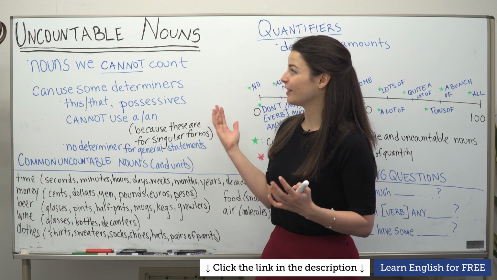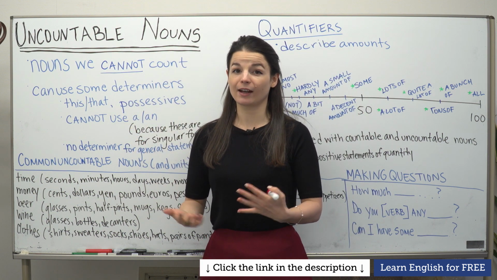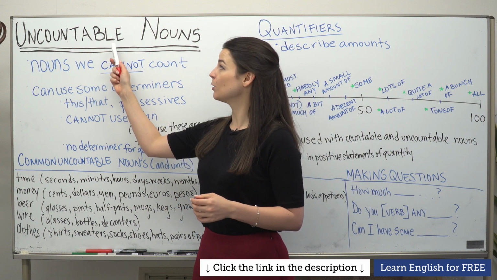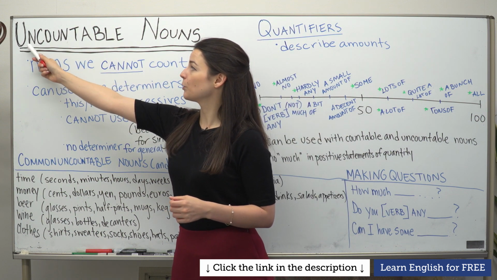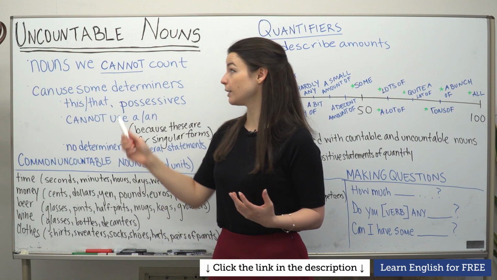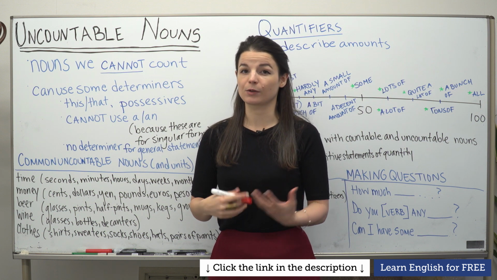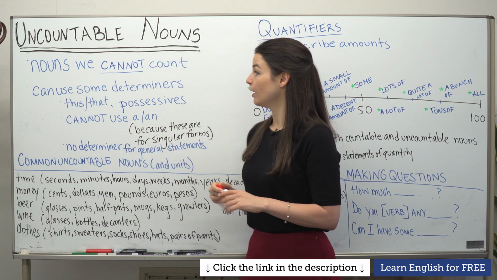So the first point here is that uncountable nouns are nouns we cannot count. Countable means able to count. This prefix un means not, the negative. So not countable. Nouns we cannot count. We cannot use 1, 2, or 3 to count numbers of these nouns.